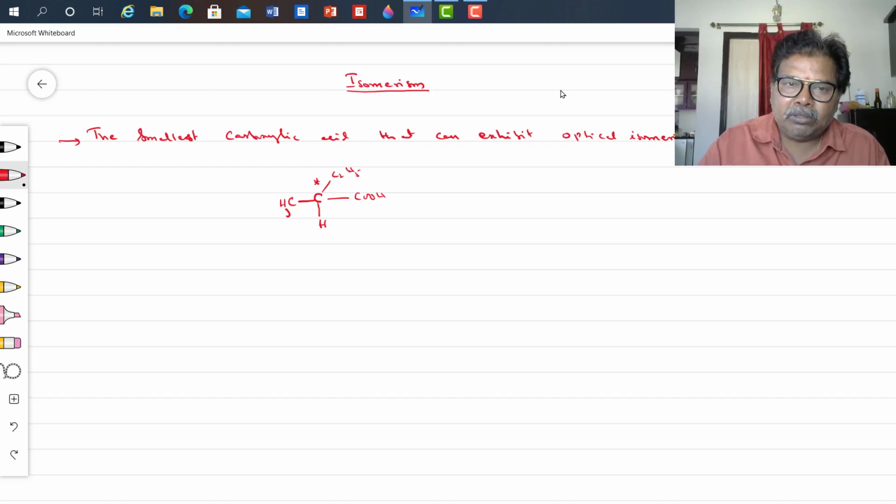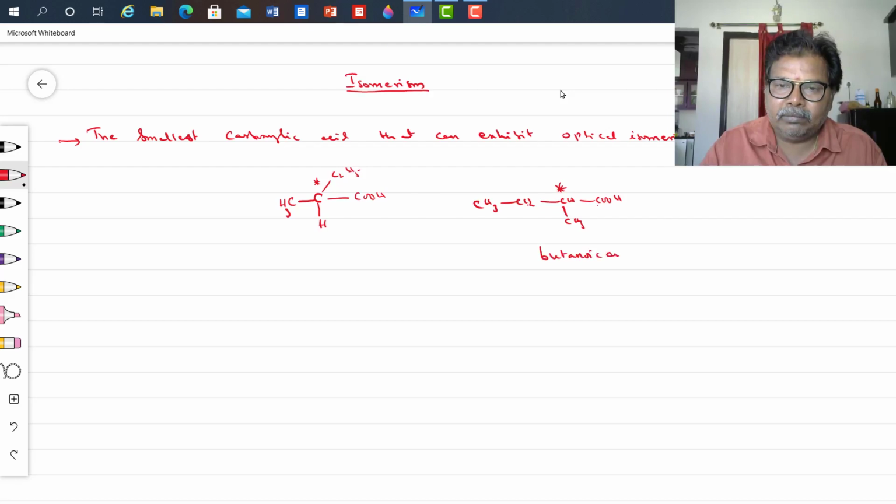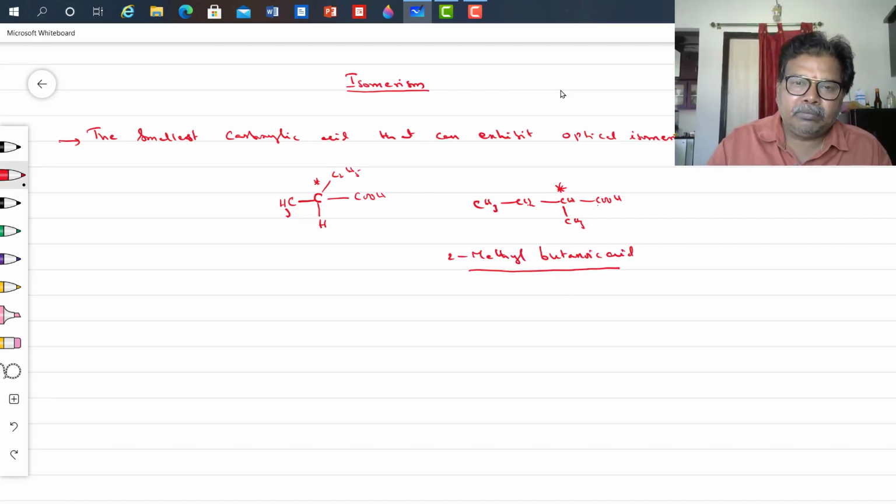optical isomerism. So here I am writing the same compound as CH3, CH2, CH, CH3, COOH. So 1, 2, 3, 4 butanoic acid. So 2-methyl butanoic acid. This can exhibit optical isomerism.